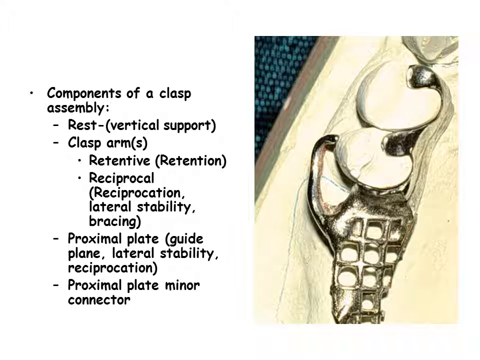The slide shows the components of a clasp assembly. The clasp assembly consists of a rest, reciprocal and retention components, a proximal plate adjacent to the guiding plane, and a proximal plate minor connector, which attaches the proximal plate to the framework.